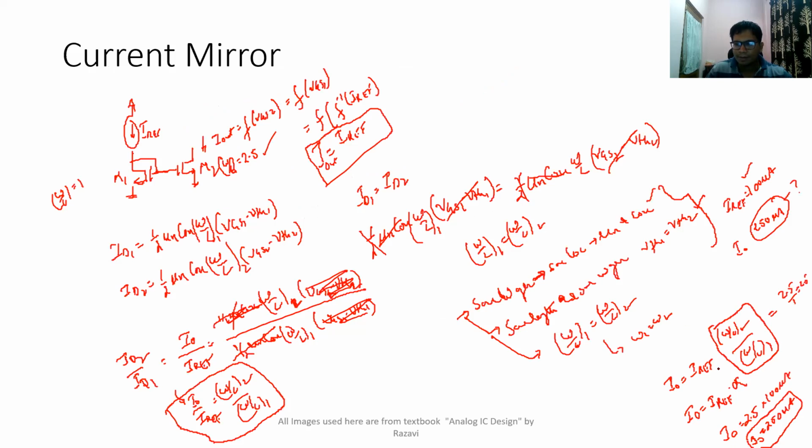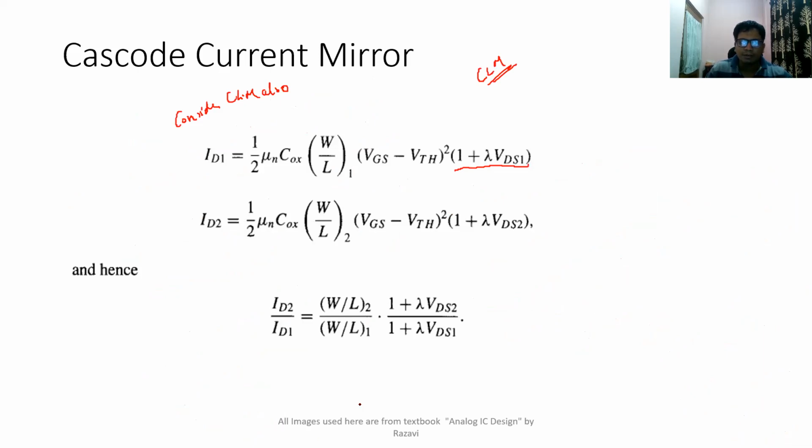I had simply said that I naught is simply I reference times W by L of 2 by W by L of 1. But in practice, if you consider channel length modulation, I naught by I ref will be W by L of 2 by W by L of 1, no doubt, but along with that, 1 plus lambda VDS2 by 1 plus lambda VDS1. This also becomes part of the ratio. Okay, so now this is your ratio.